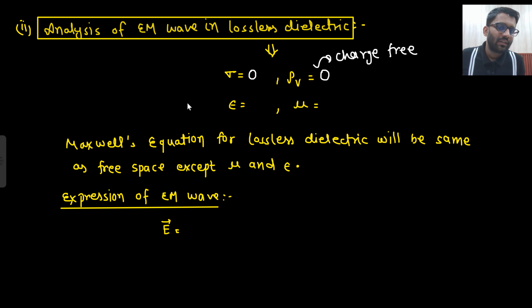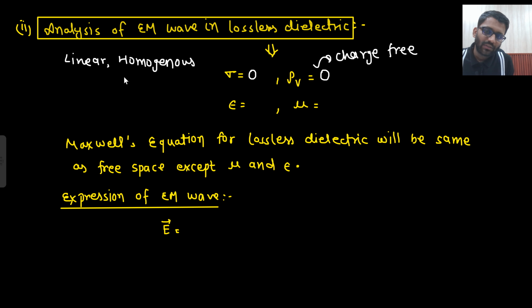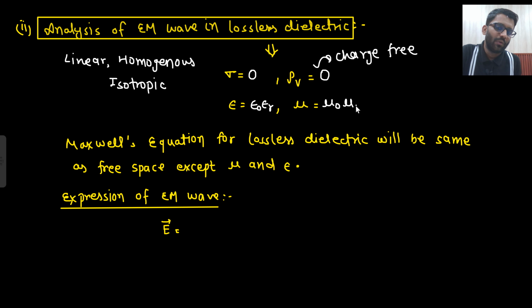And certainly it is a linear, homogeneous, and isotropic medium. For free space, epsilon was equal to epsilon naught, but here it will be epsilon naught epsilon r. Only in free space the epsilon r value is 1. Rest all the media will have some epsilon r, and rest all the media will have some mu naught mu r as well. In 95% of the problems, it will be written that the material medium is non-magnetic.